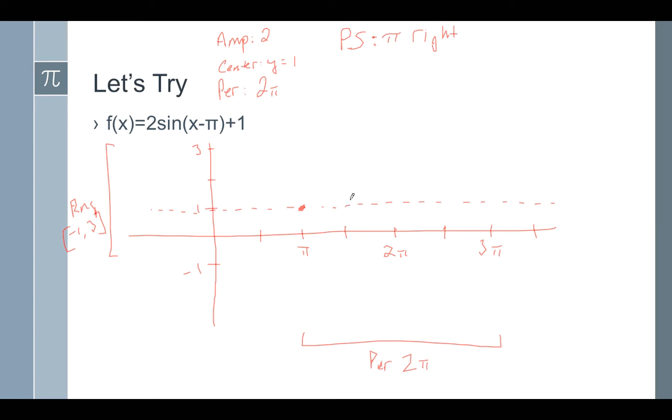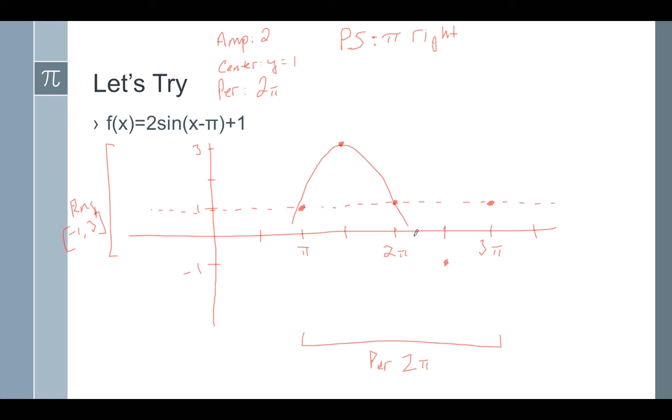Period is 2 pi. That means it's also going to be on the center line. And like I said on the last slide, the halfway point is also on the center line. And the first quarter normally goes up, and it does go up because it's not negative here. So it's going to go up to 3, up to my amplitude. And then the third quarter is going to go down to the opposite of my amplitude.